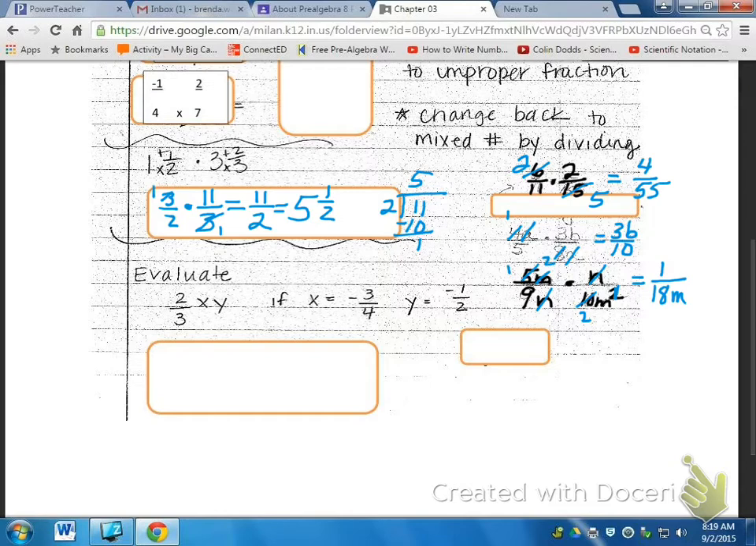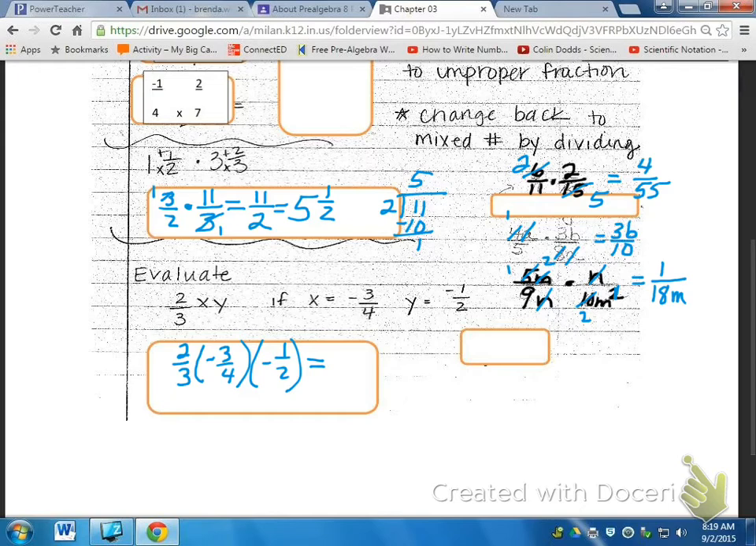Okay. Evaluate means to solve or find the value, and it says 2/3 times x times y. So you're going to substitute in there. So you're going to have 2/3 times negative 3/4 times negative 1/2. Okay, I'm going to go through and figure out my sign first. And then I'll show you what you should do with this when you're multiplying 3 of them. It's kind of cool. It kind of goes quick, actually.